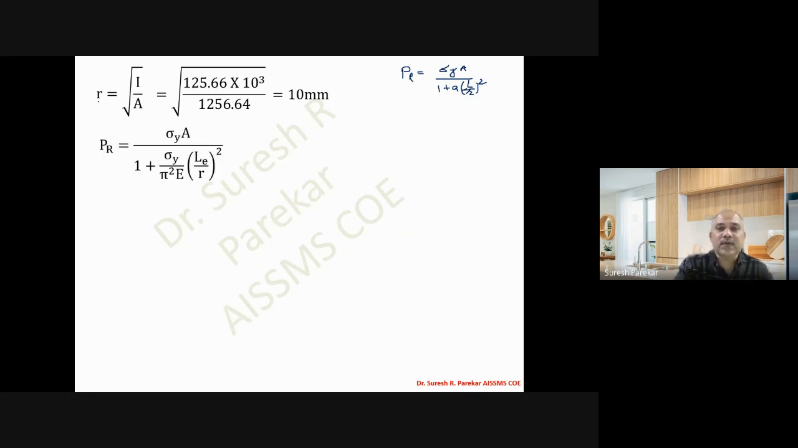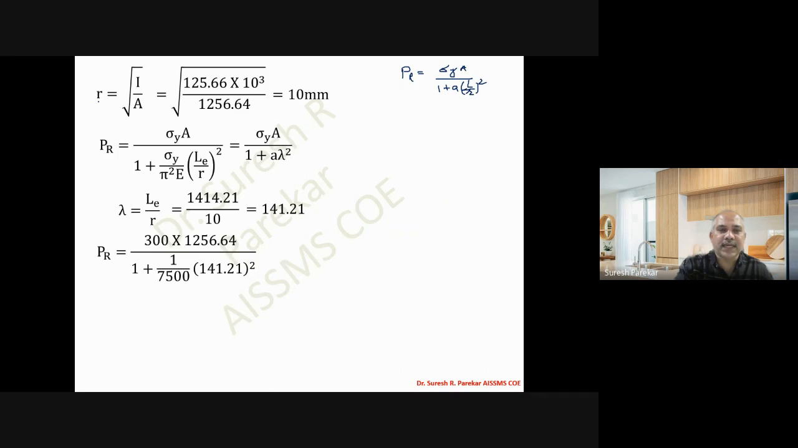Then PR is equal to, I have written this formula, and we will put values. Lambda is LE by r. LE we have 14.21 divided by 10, so 141.21, and PR we will get as 103.04 into 10 raised to 3 Newton, so 103.04 kilonewton.